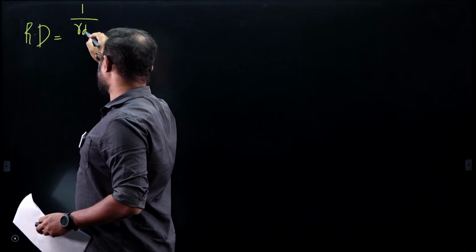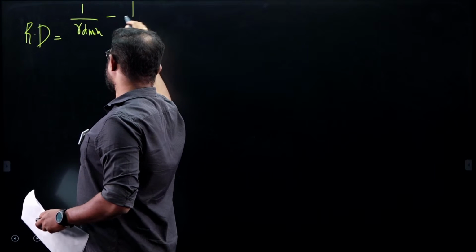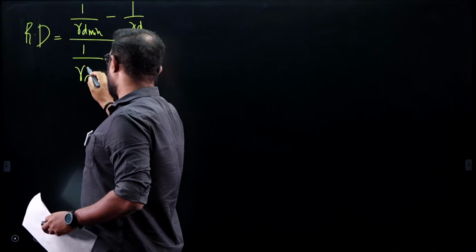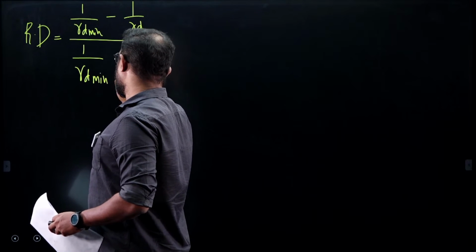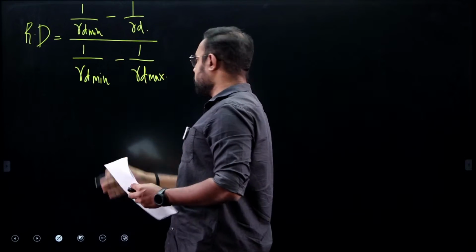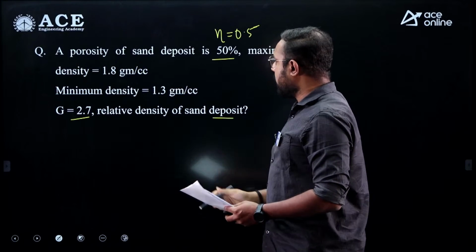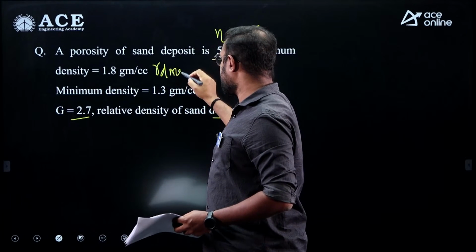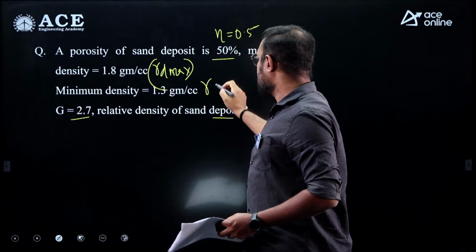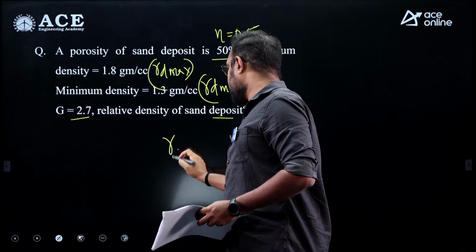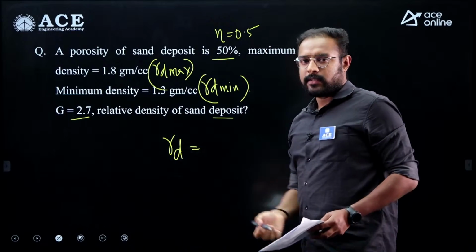1 by gamma d minimum minus 1 by gamma d of the soil specimen, divided by 1 by gamma d minimum minus 1 by gamma d max possible for the soil specimen. So you see here gamma d minimum and maximum are given. This is gamma d max, this is gamma d minimum. So what we don't know is the gamma d of the soil. For the given soil, what is the gamma d?